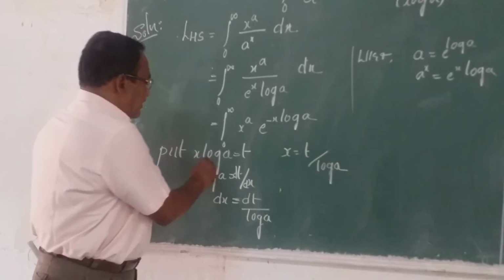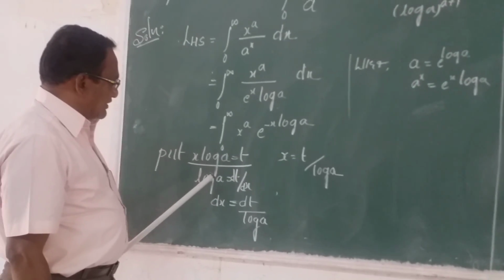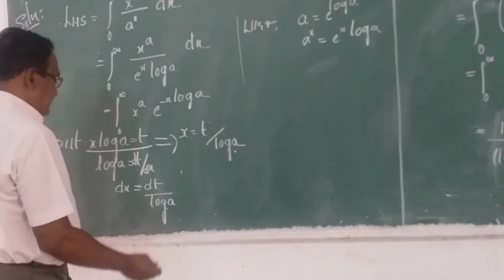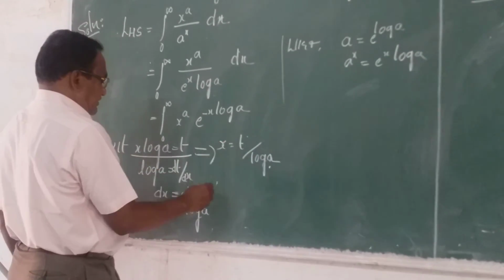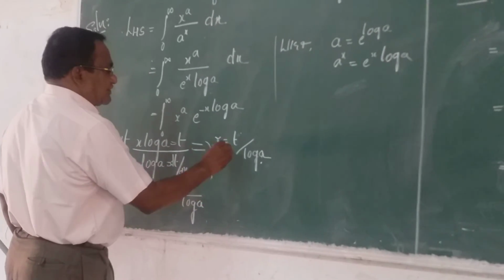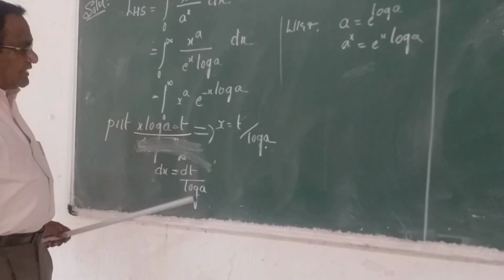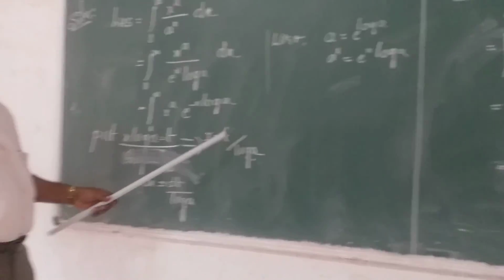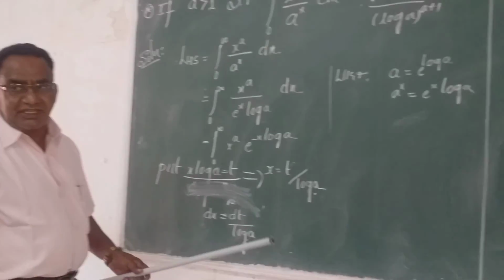And here, you make use of this substitution. Put x log a is equal to t, which implies that x is equal to t by log a, and on differentiation, dx is equal to dt divided by log a, because 1 over log a is a constant and the differentiation of t with respect to t is dt. It is dx by dt is equal to 1 over log a.